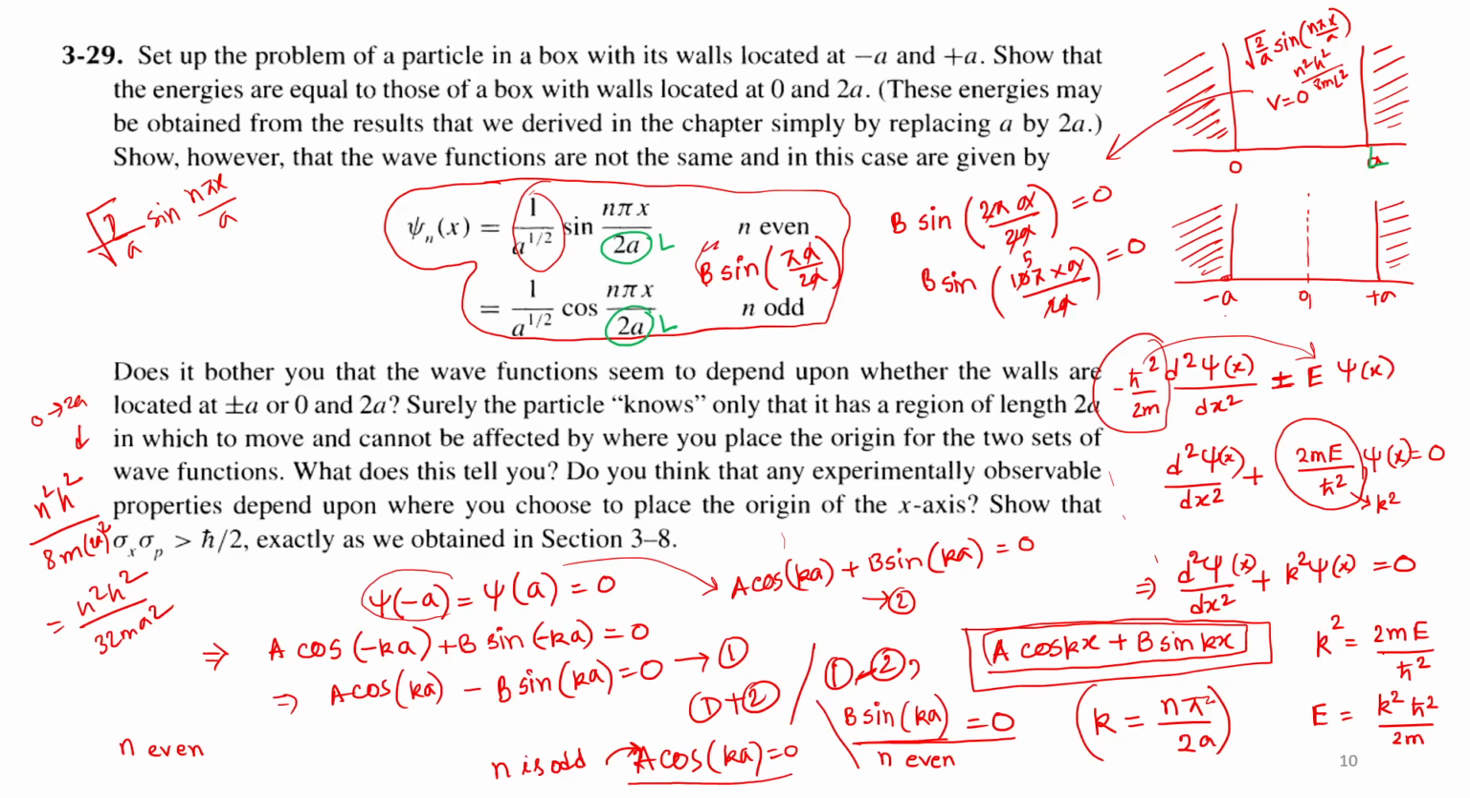And the last point they are trying to make is, do you think that any experimentally observable properties depend upon where you choose the origin of the x-axis? What do you think? You have seen now that the energy value is going to be the same whether it is 0 to 2a or minus a to plus a. So energy is an observable property. Yes. So it is also true that your experimental observable properties are not going to change upon where you place your origin.